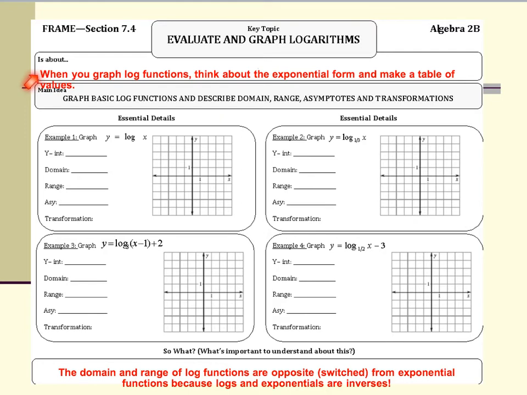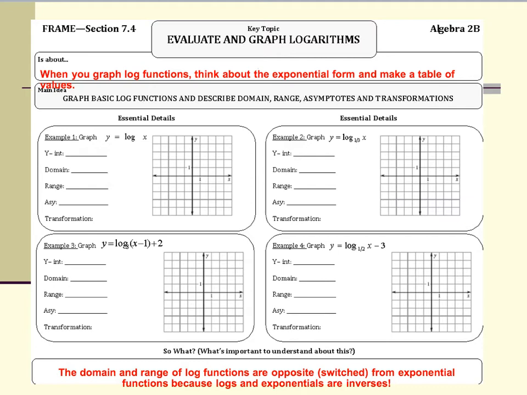So this is about when you graph log functions, you've got to think about the exponential form and make a table of values. So we're going to be making tables of values as exponential forms. And so instead of plugging in x values and finding y, we're going to do the opposite. We're going to plug in our y values now and find x.